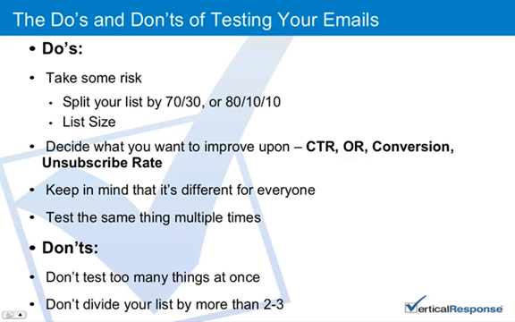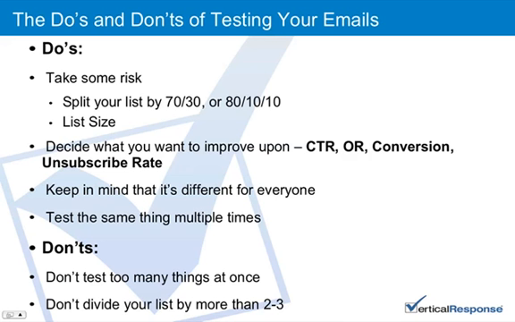Then what you want to do is, first things first, figure out what you want to improve upon so you can figure out what you want to test. Some things here are your click-through rate, your open rate, conversion, and unsubscribe rate. Keep in mind that it's different for everyone. Stats vary from industry to industry, list to list, business to business. So all of those variables make a difference.